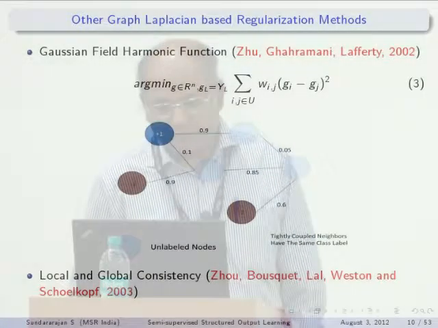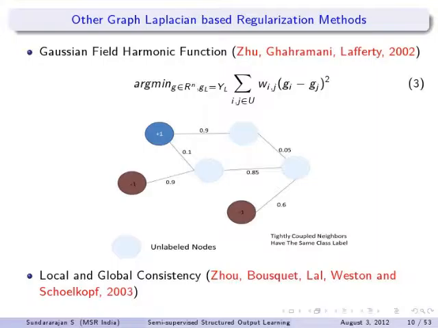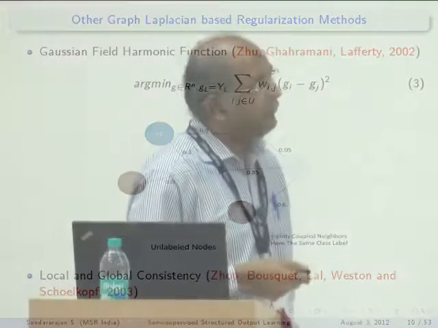There are two popular methods which fall under this category. One is Laplacian regularized least squares and the other one is Laplacian SVM. And these methods arise depending on the loss function you choose here. If you use a least squares loss function, you end up with Laplacian regularized least squares, and if you use hinge loss, then you end up with Laplacian SVM. Okay. There are other graph Laplacian regularization based methods which directly try to estimate the labels of the examples on a graph.